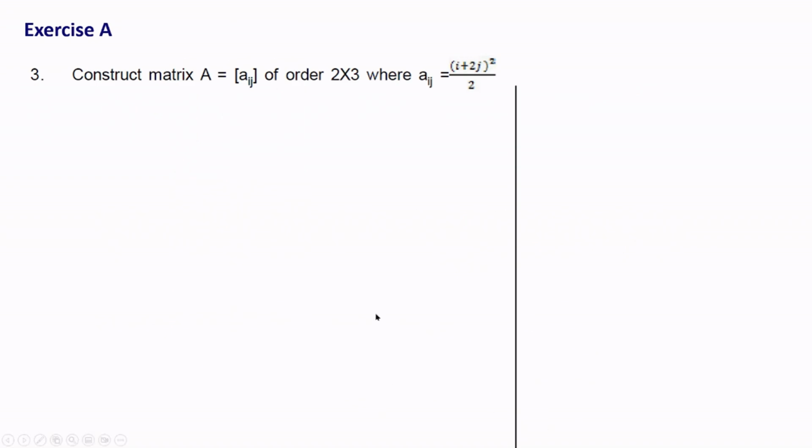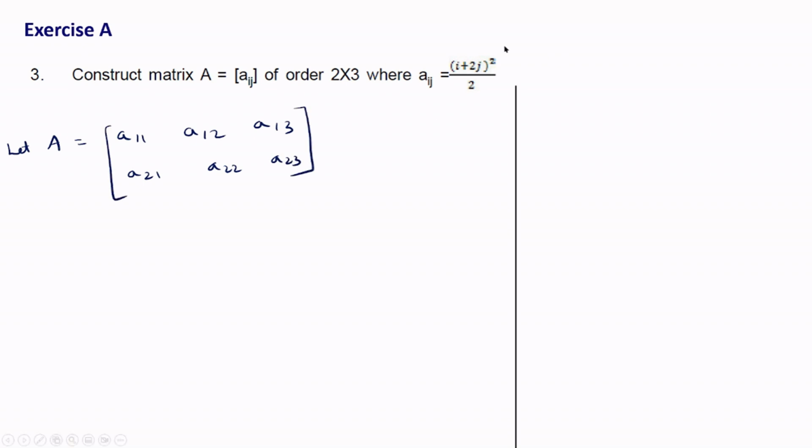Next question. Construct the matrix A equal to [Aij] of order 2 by 3, where Aij equals (i plus 2j) the whole squared by 2. So here we have to construct a matrix [Aij] of order 2 by 3. So first let us write a matrix of order 2 by 3 in the general form. It has 2 rows and 3 columns. So matrix A can be given by, let A equal to A11, A12, A13, A21, A22, A23.